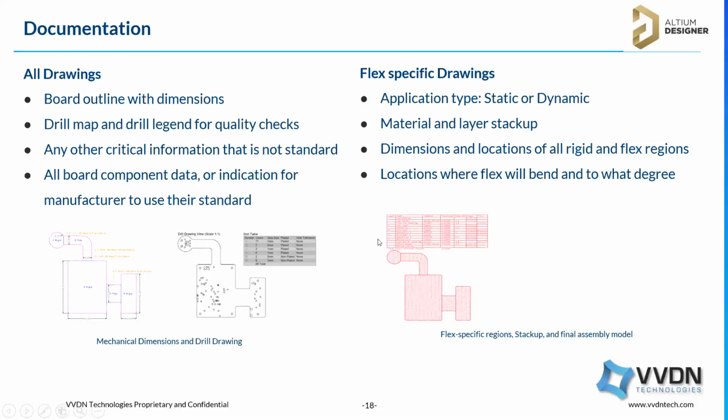Then for flex specific drawings, like static or dynamic application type, then material and layer stackup, we can define. Dimension and location for all rigid flex regions we can provide. Then the location where the flex will be bent to that degree of rotation. So everything we can provide under our fabrication documentation, that is called Draftsman documentation, and we can share it with our fabrication house.